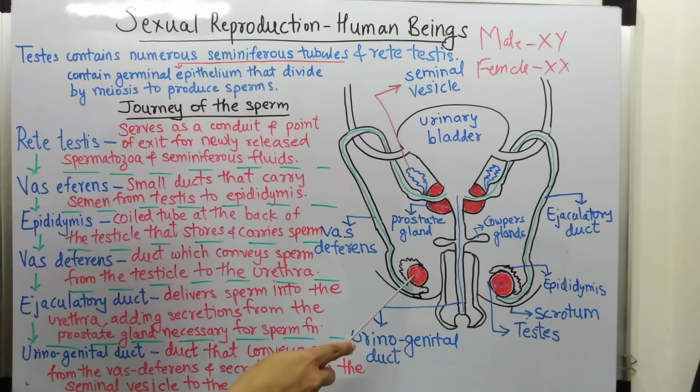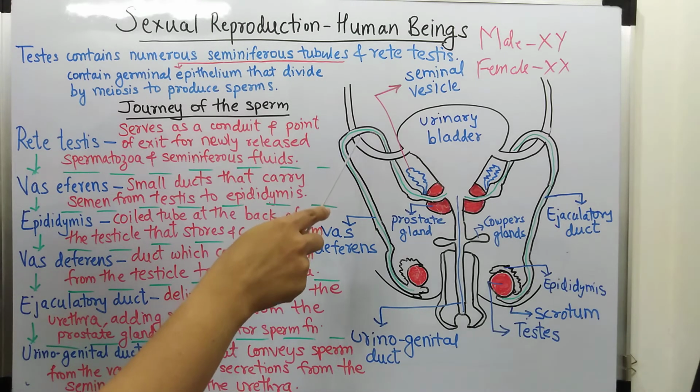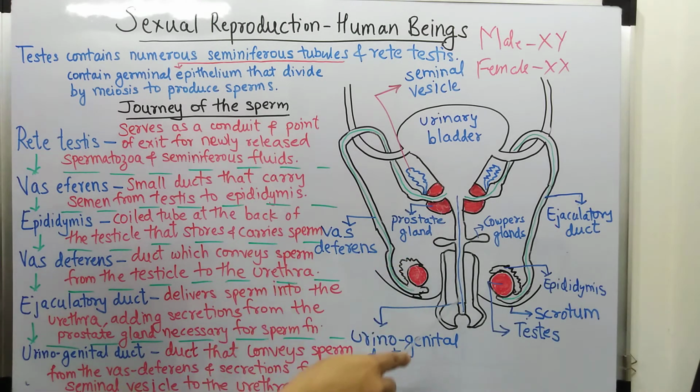It is produced here in the seminiferous tubules and the Rete testis carries it, takes it out from there, and from there the vas efferens bring it to the epididymis, from where the vas deferens bring it to the ejaculatory duct and the ejaculatory duct takes it to the urinogenital duct. So this is how the male reproductive system works.